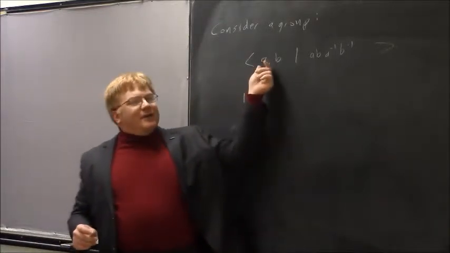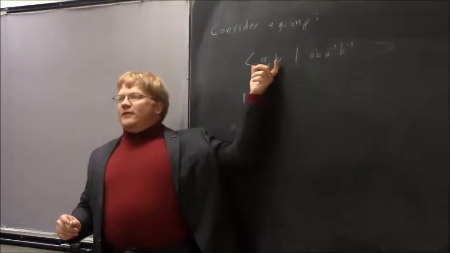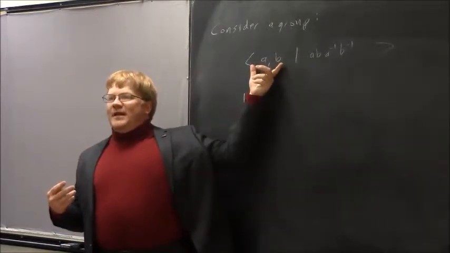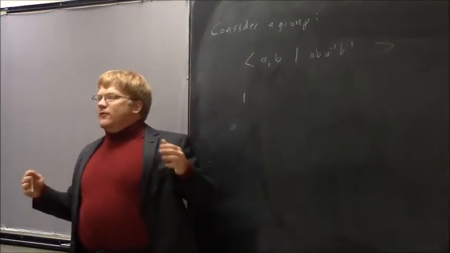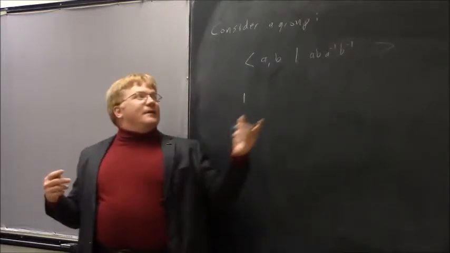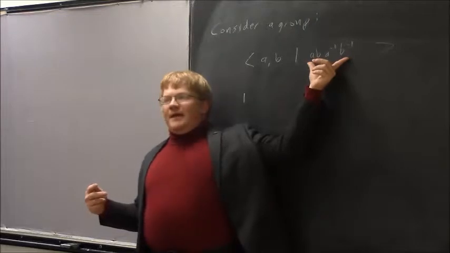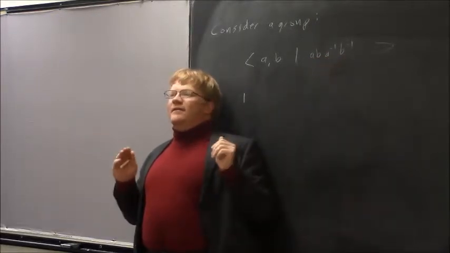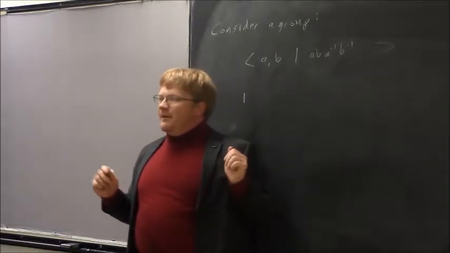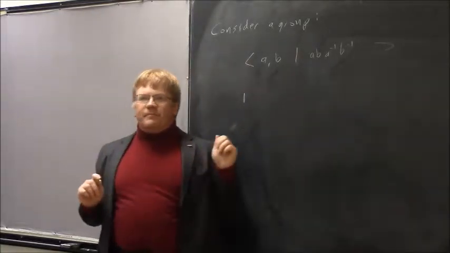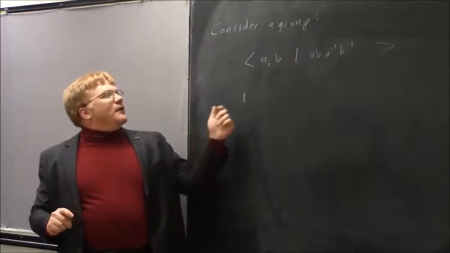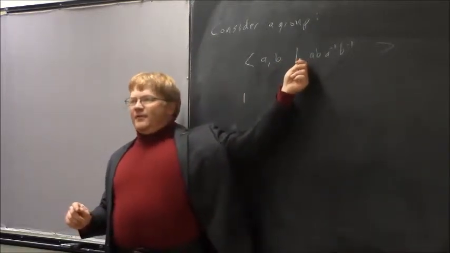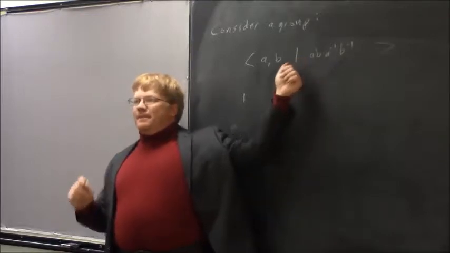And then you start writing words in these letters, A, B, A inverse, and B inverse. Write all the words you can. And then for everything on this side, you get to collapse any instance you see of that word. Collapse that down to 1. You always get for free the relations AA inverse and BB inverse.